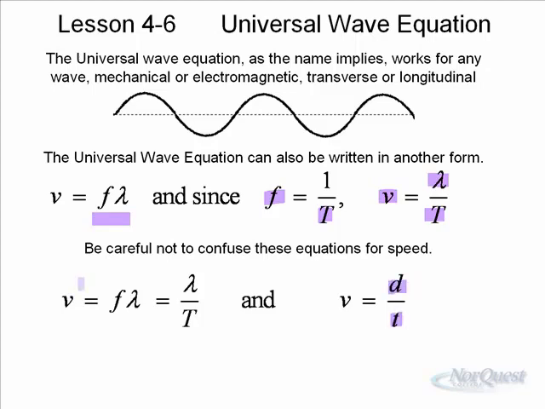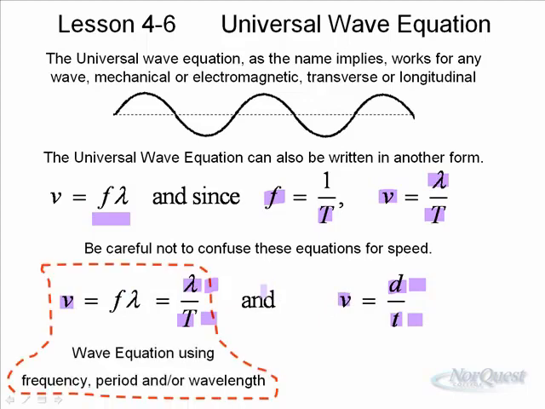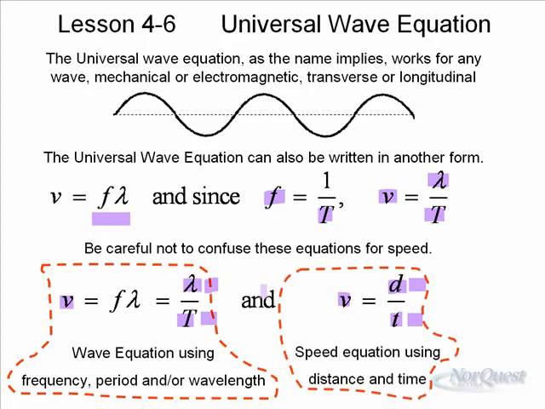Distance and time are not the same as wavelength and period, even though the unit for distance is the meter. The unit for time can usually be the second. Notice the unit for wavelength. Wavelength can be measured in meters, and time or period could be measured in seconds. So the units are the same. That's why we get v in both cases, but the concept is quite a bit different. So we have to make sure that the wave equation uses frequency, period, and or wavelength only. That's it. The speed equation uses distance and time.